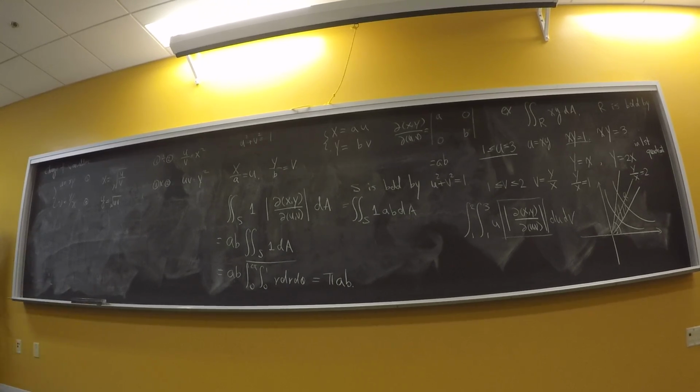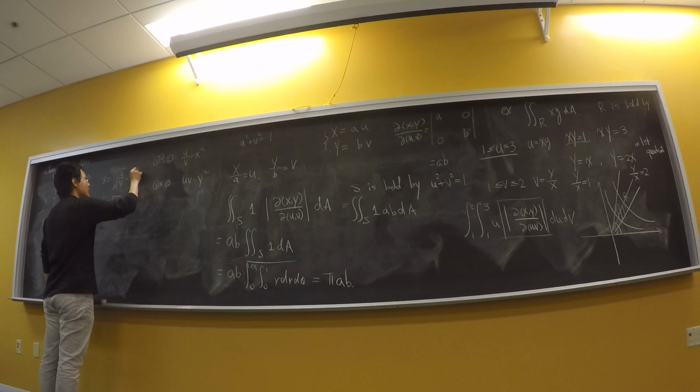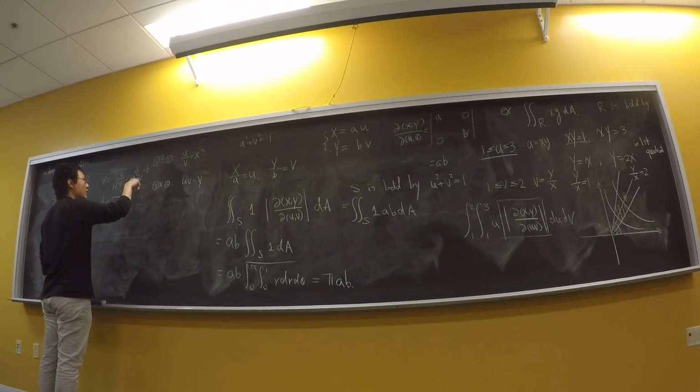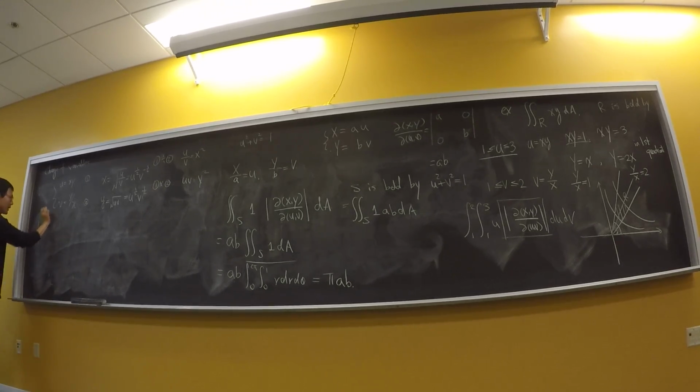Because eventually we have to take derivatives, maybe rewrite this a little bit. x is equal to u to the 1/2 times v to the minus 1/2. y is equal to u to the 1/2 times v to the 1/2. In this way, I can easily compute the partial derivatives: partial x partial u, partial x partial v, partial y partial u, and partial y partial v.